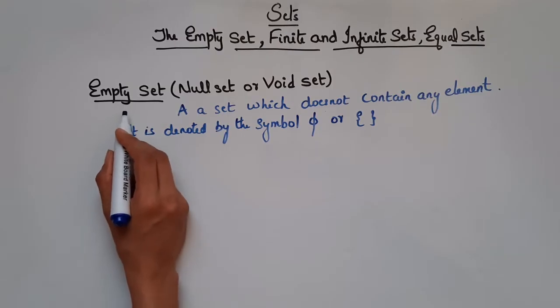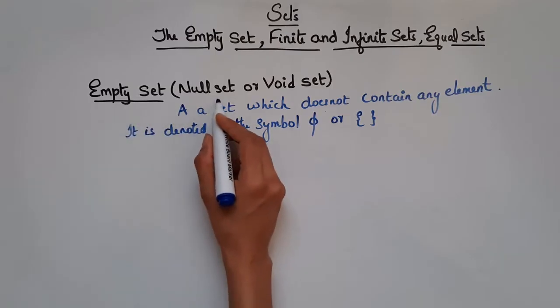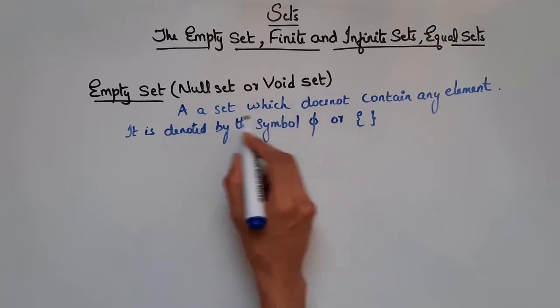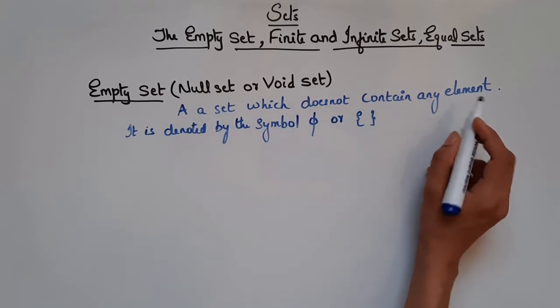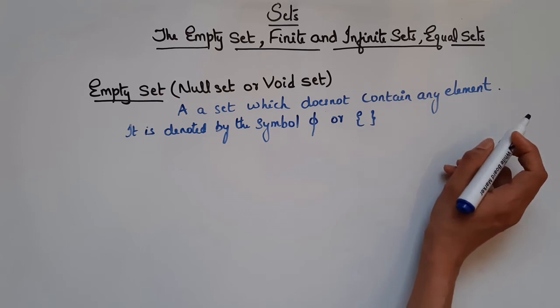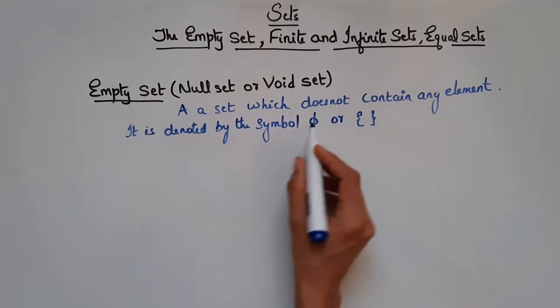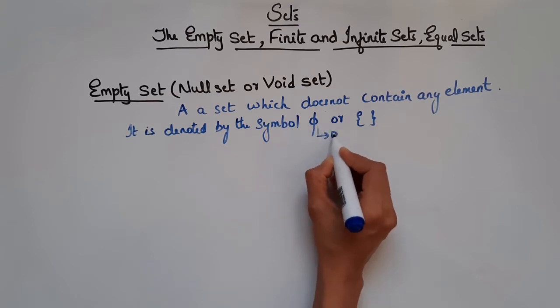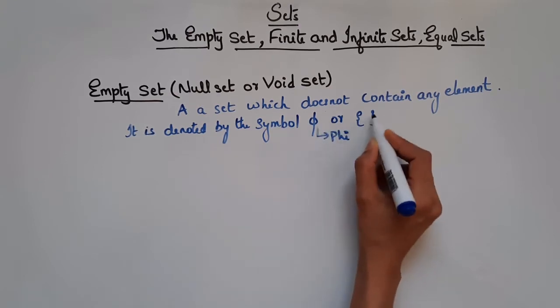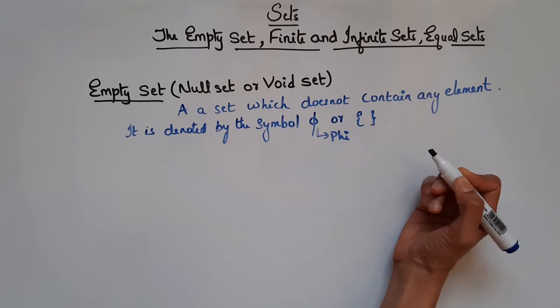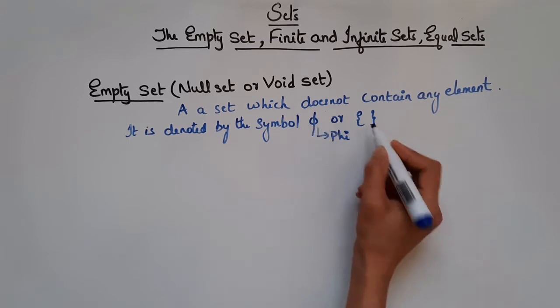So now let's see what is empty set. It's also called a null set or a void set. It's a set which does not contain any element. That means there is no element in the set, which is empty. So therefore it's an empty set. It is denoted by the symbol phi, P-H-I, or simply curly braces like this with no element inside. So you can denote it by phi or like this.